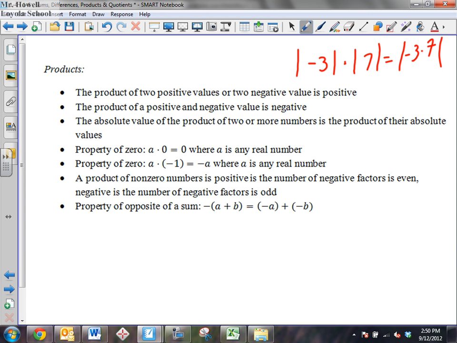What do you have? 0? Anything times 0 is 0. Property of negative 1. Okay? Anything times negative 1 automatically becomes a negative quantity. So whenever you have a negative quantity, you can always factor out a negative 1. And that's going to come into play when you get to polynomial functions, because there are times when you might have a polynomial that looks like this.